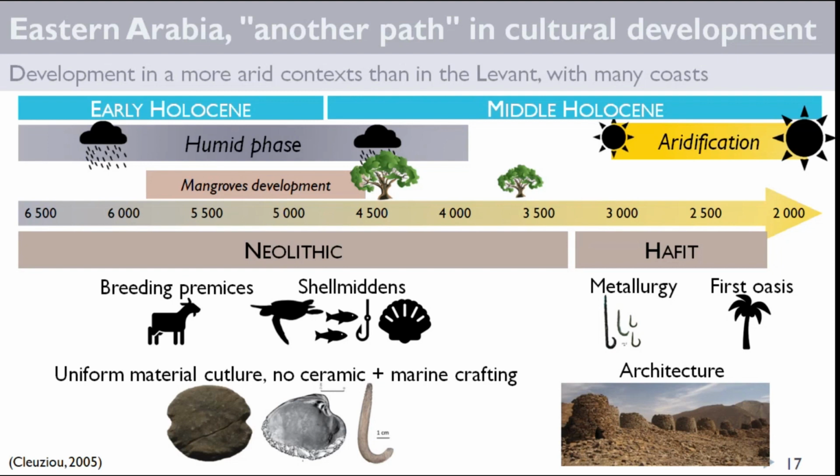But during the Neolithic, we can find some cultures which could be defined in different ways. For example, we can find only the premise of the breeding activity. We can find a very uniform material culture with no ceramics, and marine activity and crafting, which was done in a great part on marine animals, like on seashells. For example, as you can see, you have two examples of tools which were made on different kinds of seashell.